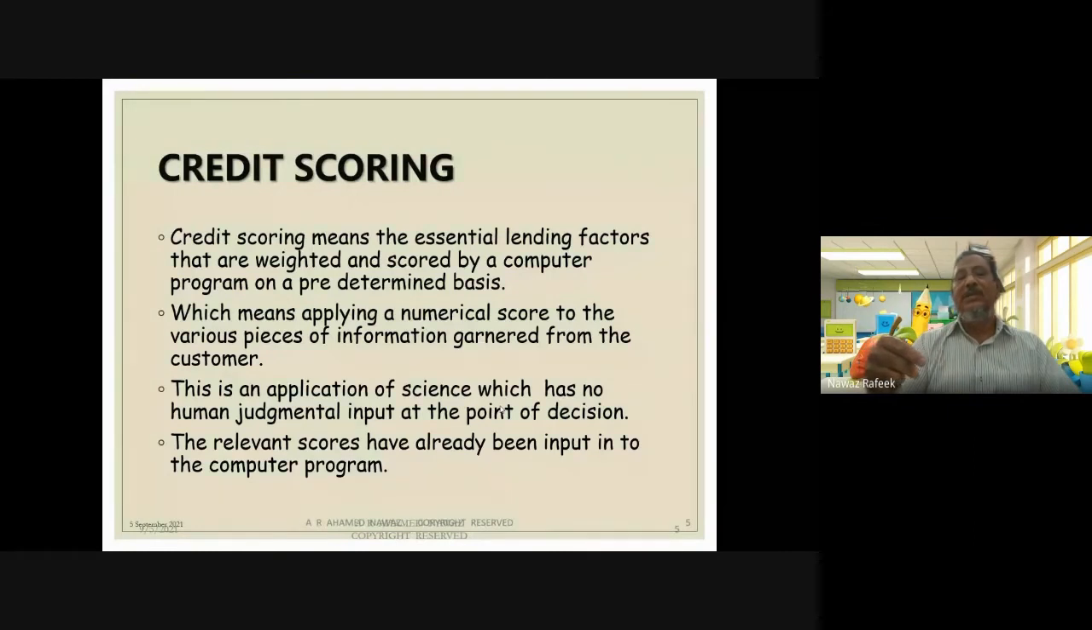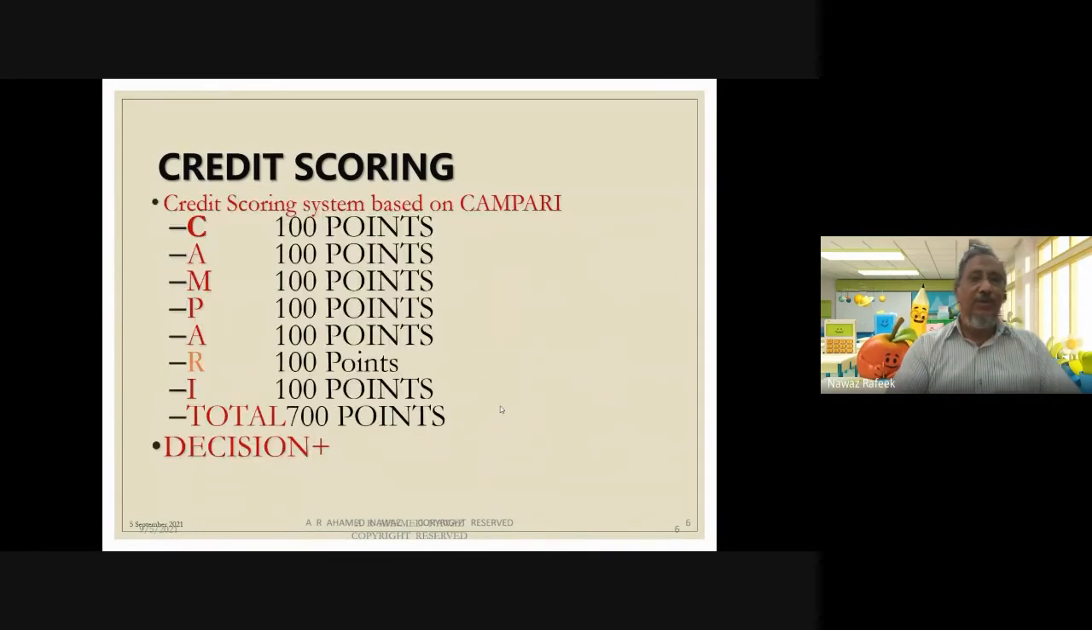We discussed earlier that the common sense approach has to be there. You see, in credit scoring, we can find that the relevant scores have already been input to the computer program. What the maximum score should be for a certain application is already fed to the computer. So that is how the system operates.